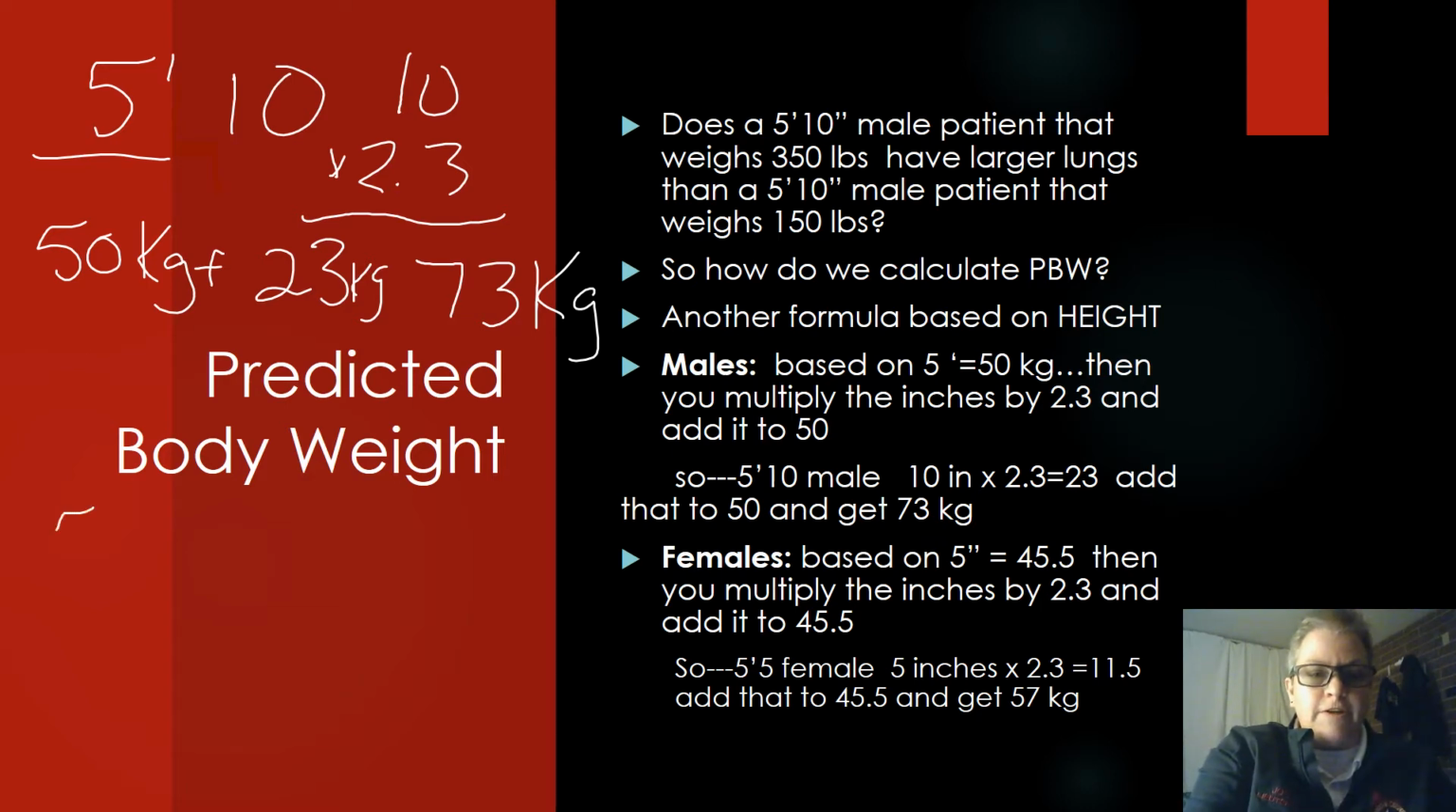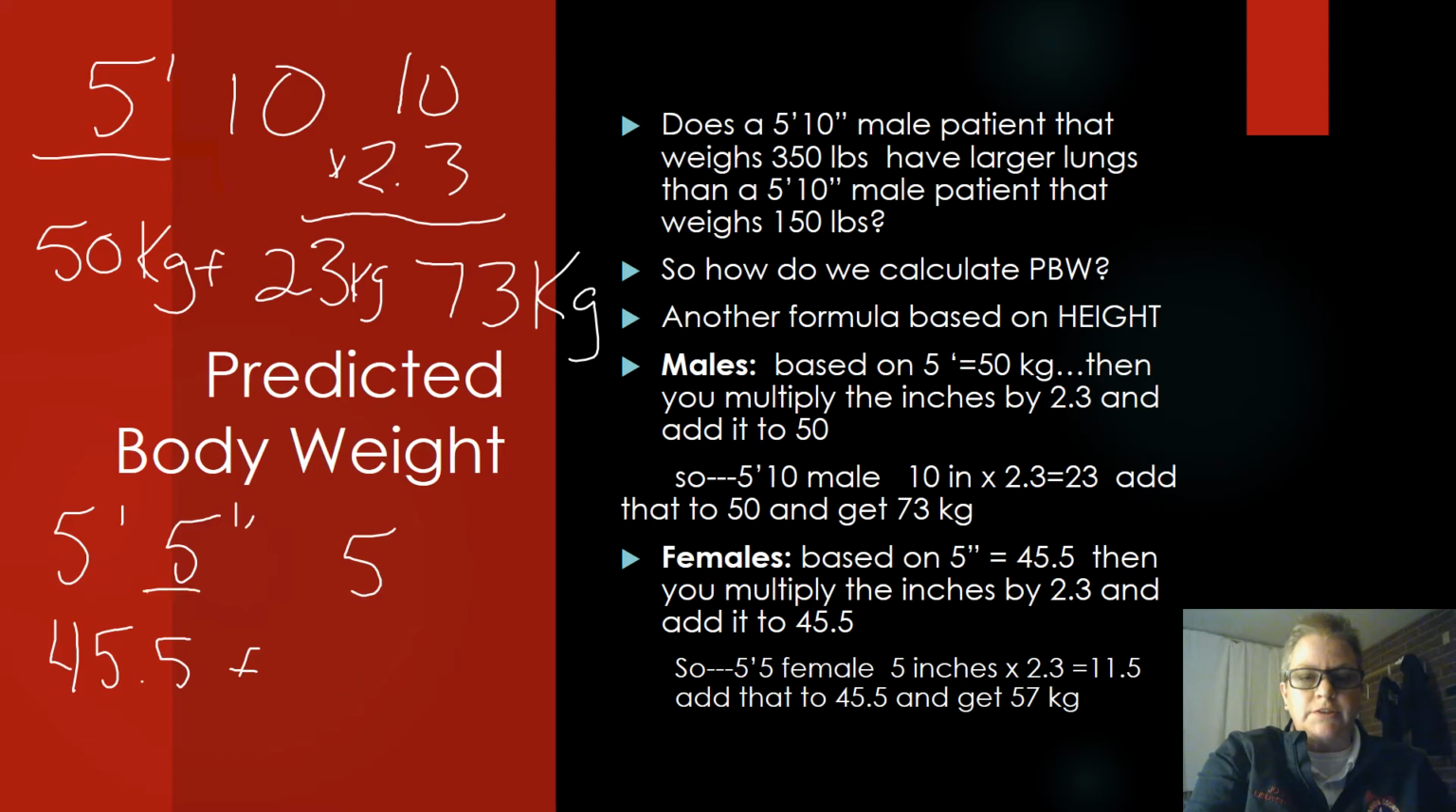That 5 foot for females is 45.5 kilos, okay? And then the same with the inches with the females. This is a 5'5", so we'll multiply that 5 inches by 2.3, and we will get 11.5. Just add that together, and you get a 57 kilo patient.